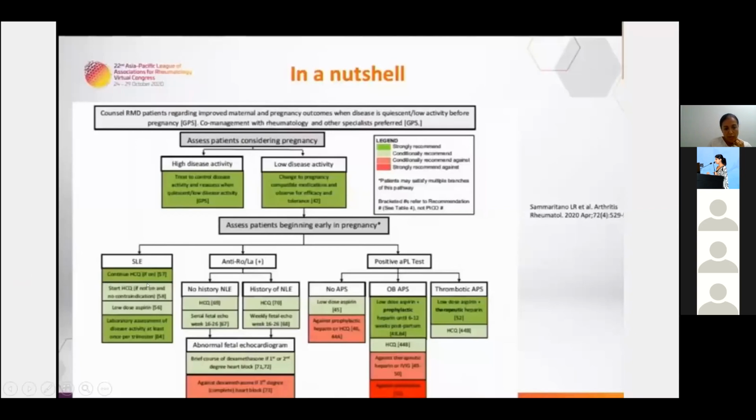If it is only SLE and all those antibodies are negative, we can continue HCQ. And if the patient is not on HCQ for some reason, we have to start them on HCQ, if there are no other contraindications to HCQ. Some advocate the use of low-dose aspirin in all SLE patients, but it is not conditionally recommended to start in each and every one.